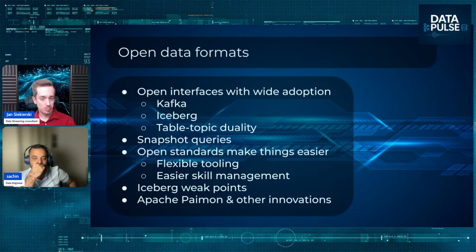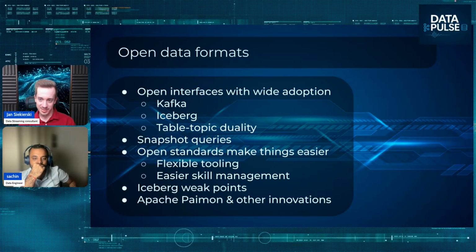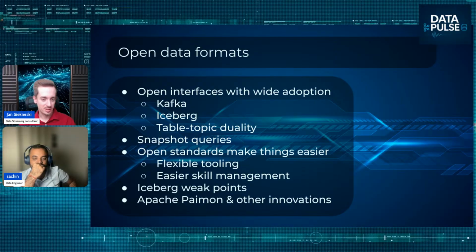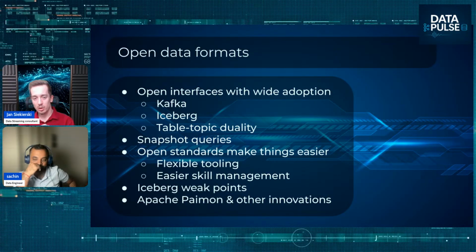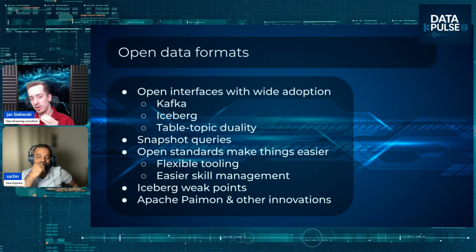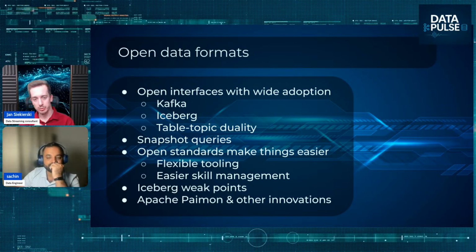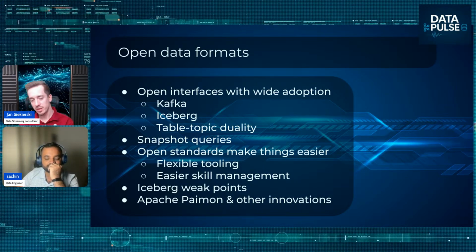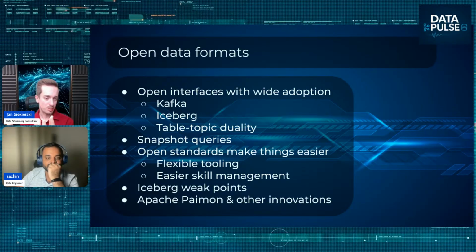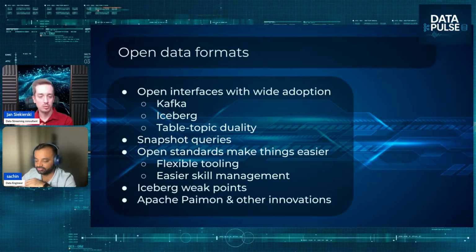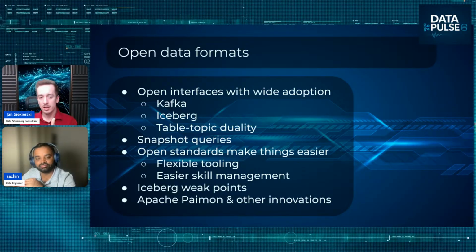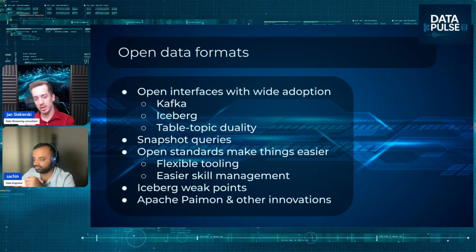What has emerged, I think most of these solutions in the last half year or last year, is the table-topic duality. An example of this is Tableflow in Confluent. You have a Kafka topic and an Iceberg schema, and there's a single schema that's used by both of the solutions. The way it works is data gets streamed from Kafka to Iceberg.